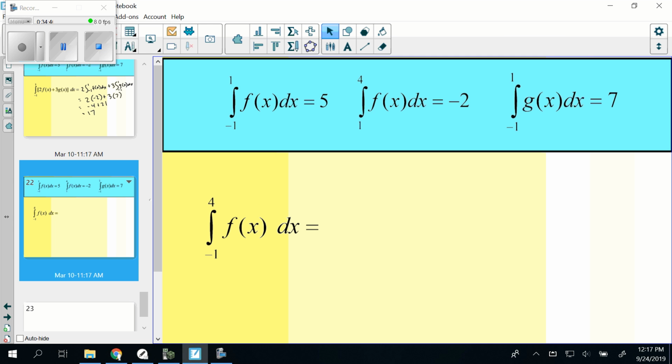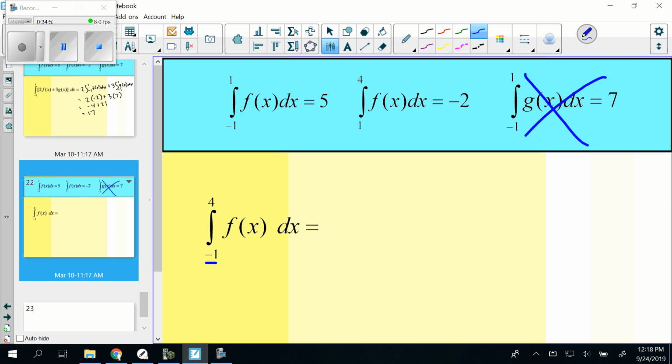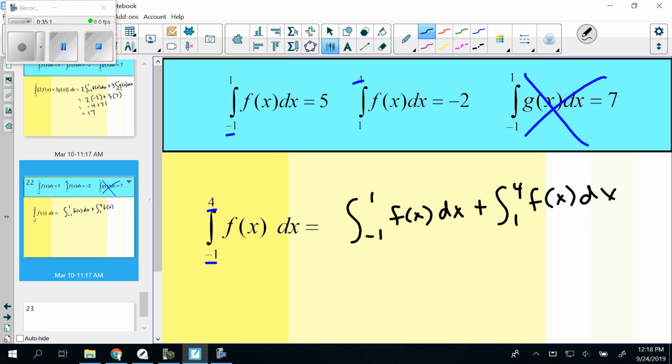Final one here, negative 1 to 4. This one's a little trickier to see. If we're dealing with x, we know for sure we can't use that one. How do we do this one? Well, you can see we do have -1. We also have 4 here. This is one where you could combine those two. So if you did the integral from -1 to 1 of this, plus the integral from 1 to 4, that should be the same as the one indicated here.